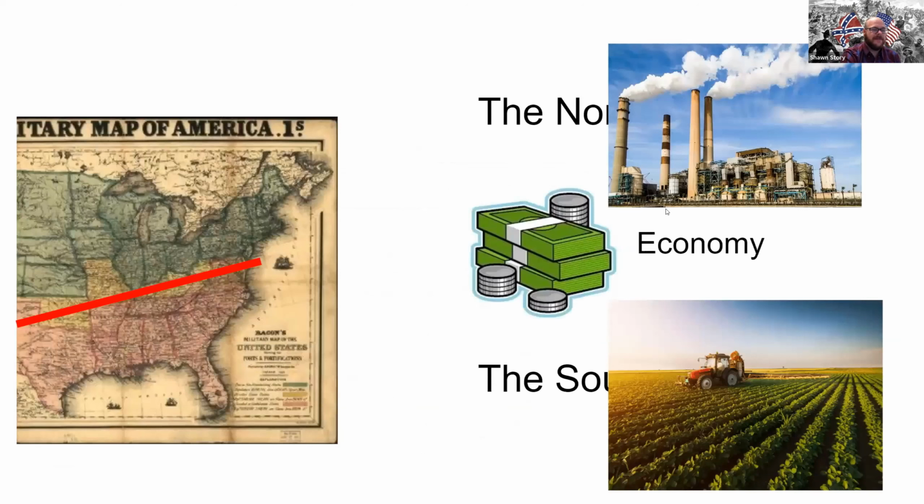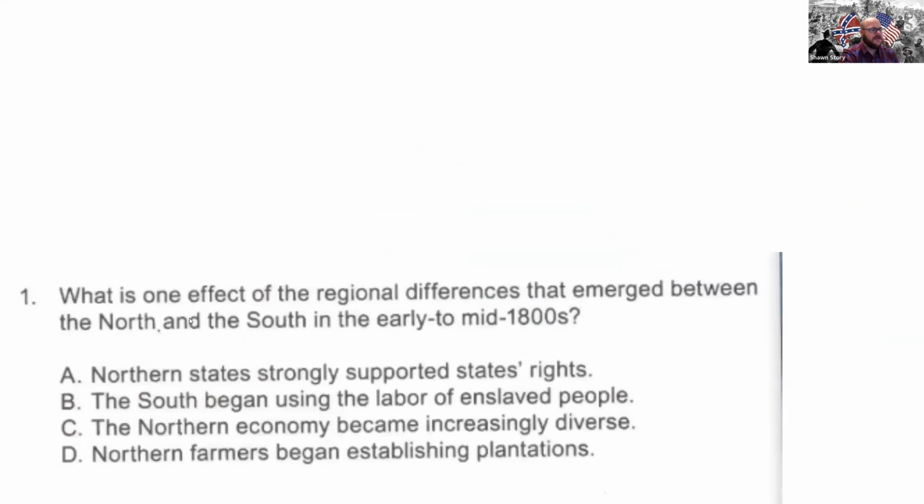So again, we're looking at this division of industry versus agriculture. So first question, what is the first effect of the regional differences that emerged between the North and the South in the early 1800s?